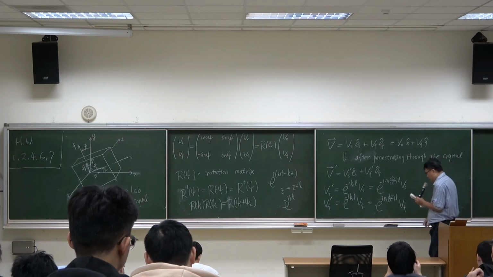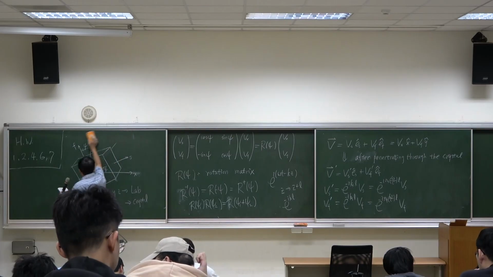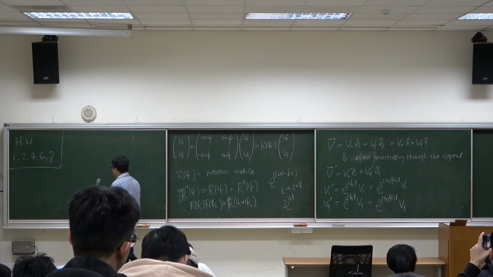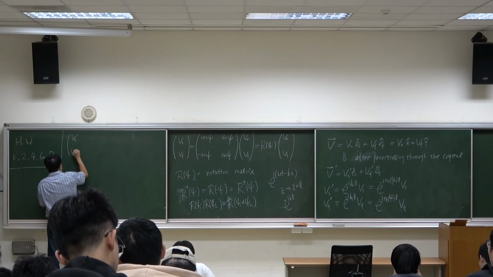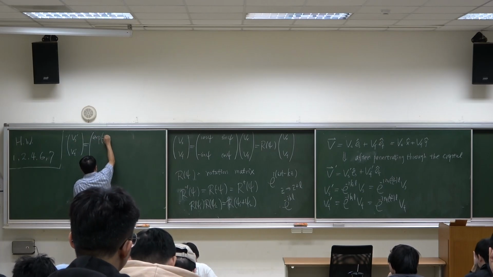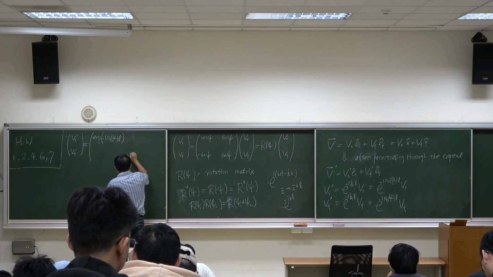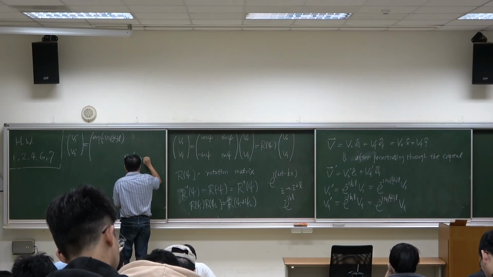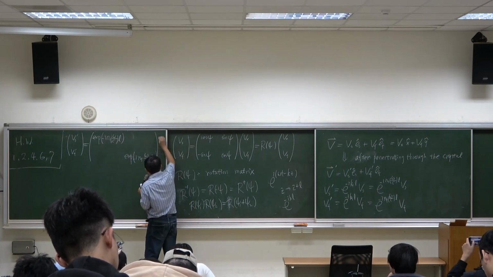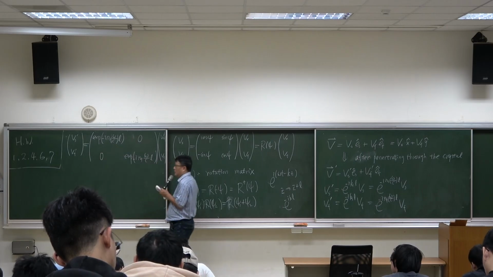Okay, so this means that Vs prime, Vf prime is equal to this matrix, exponential minus i ns omega over c times L, 0, 0, exponential minus i nf omega over c times L, times Vs, Vf. Okay.